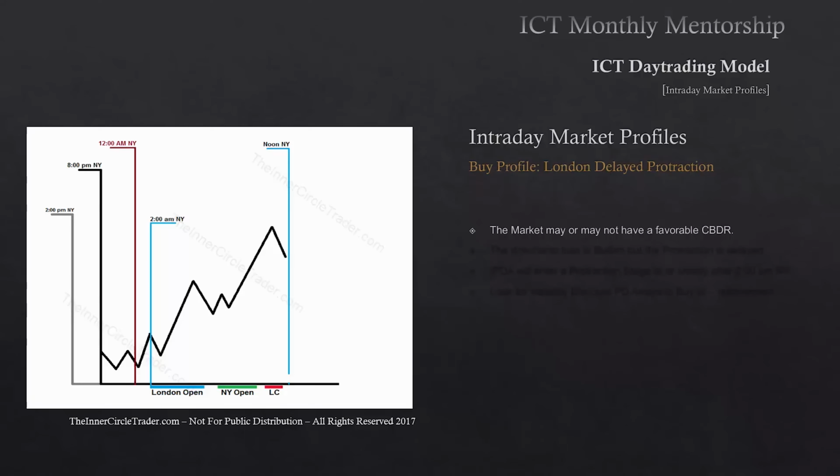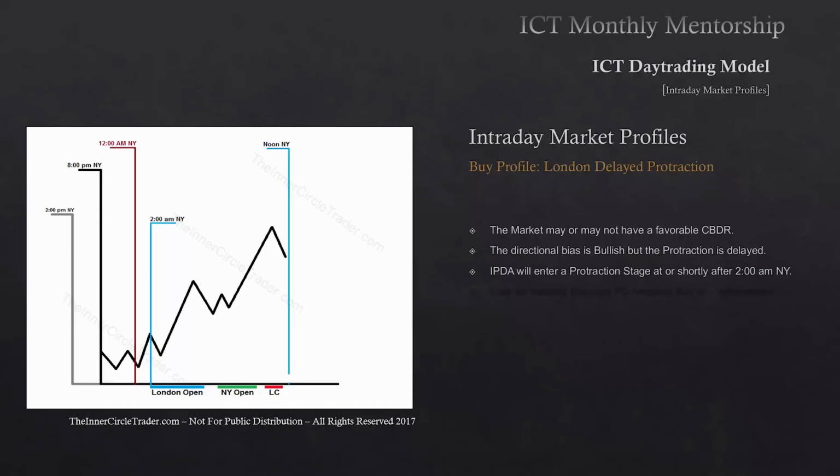That is also a defining factor. It helps build this a little bit more as a favorable trading profile if the Asian range creates a small range. But it's not necessary because the profile could be seen with or without the Asian range being in a range or the central bank dealers range being in a small consolidation as well. Main premise is the directional bias is bullish, but the protraction is delayed.